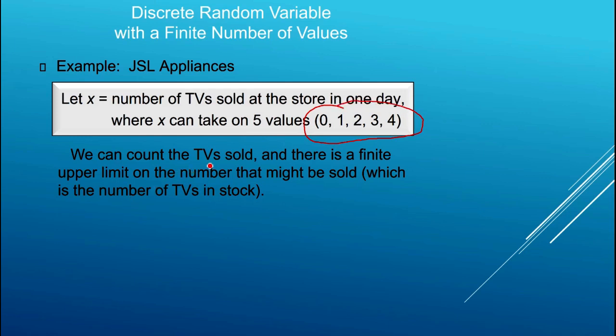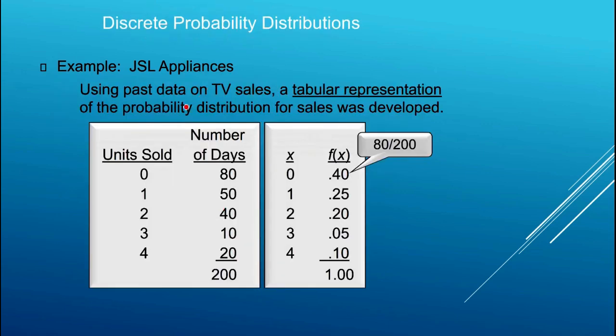So we count the number of TVs sold, and there's no fixed upper limit to the number of TVs that might be sold, and there's a lower limit which is equal to 0, but you can't sell 1.3 TVs or 4.8 TVs. So we have a discrete random variable. Using past data on TV sales, we come up with a tabular representation, basically a frequency distribution and a relative frequency distribution of the probability distribution for sales.